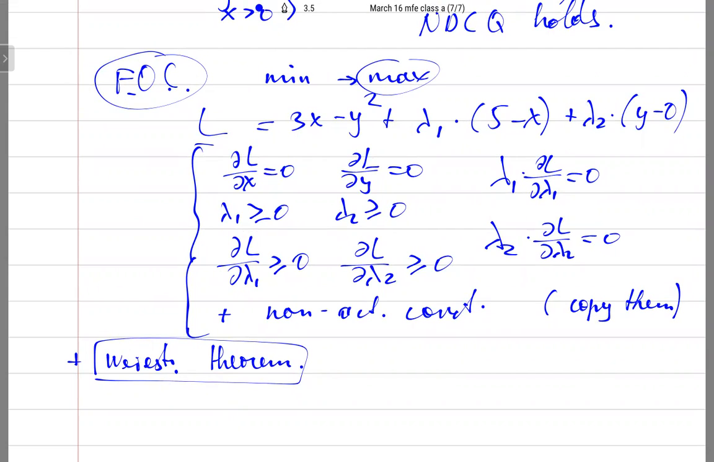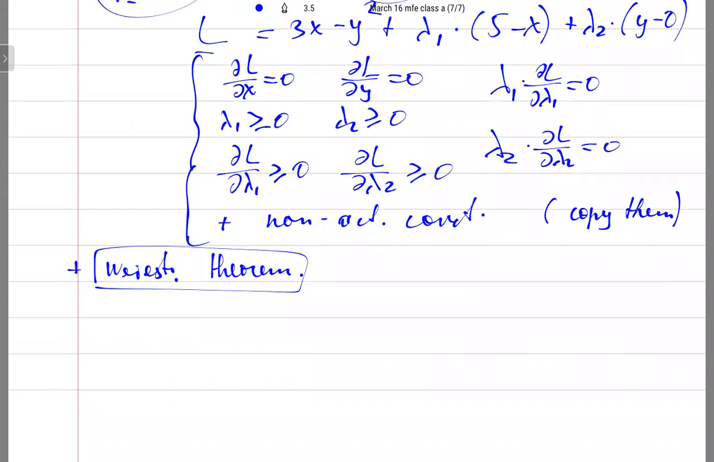Okay, and what about the second point? Which one? The second, about if we increase constraints by 0.1. Okay, let's move on. We will work with maximum only. The same thing holds for minimum.